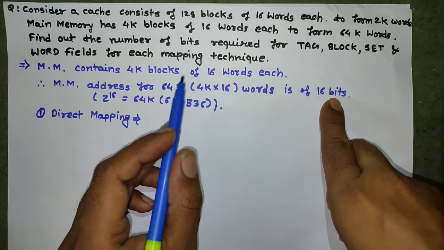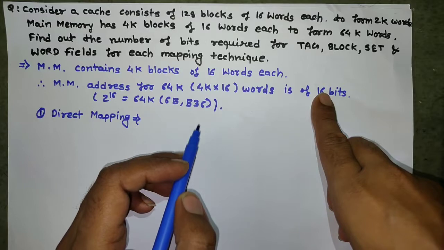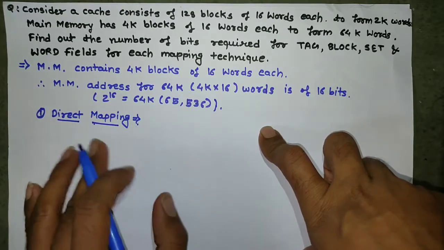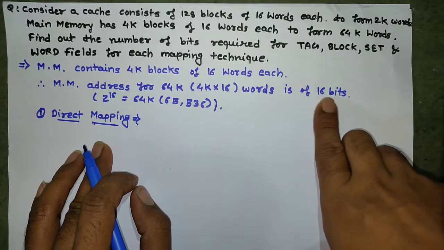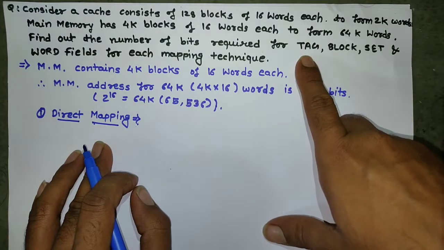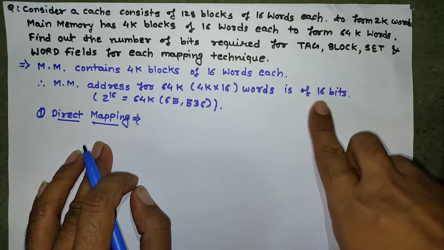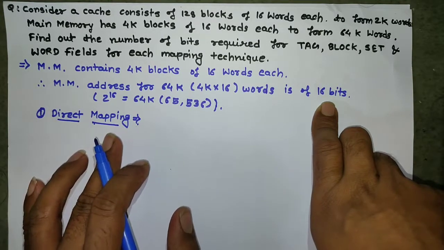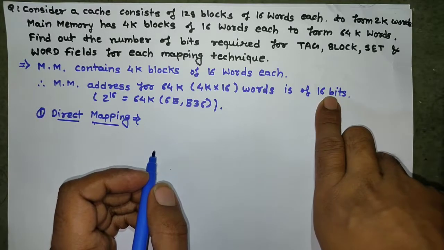After getting this 16-bit address, we will now discuss the different fields in the direct mapping technique. In the direct mapping technique, this main memory 16-bit address will be divided into three fields: tag, block and word. These are the fields which we will use in the main memory address in direct mapping. So for finding this, we will use this 16-bit address.